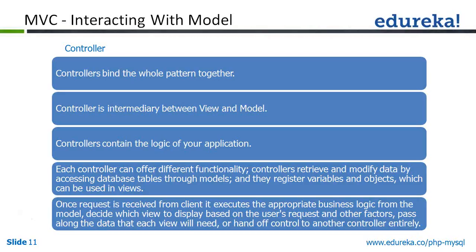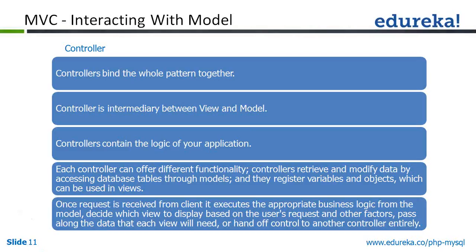Once a request is received from the client, the controller executes the appropriate business logic from the model, decides which view to display based on the user's request and other factors, passes along the data that each view will need, and hands off control to another controller entirely. In some cases, a controller will forward the data to another controller also. When you come to the program, a controller is nothing but a normal class.